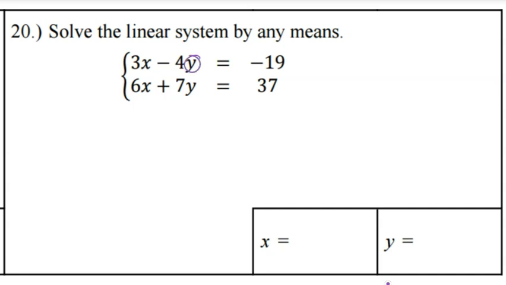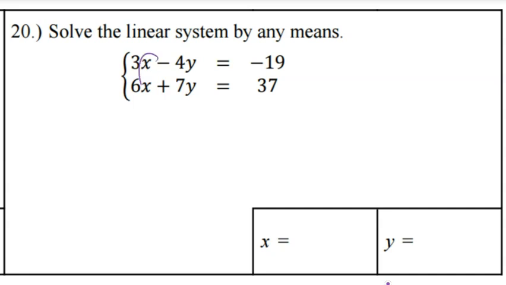So let's look at the coefficients of y. I've got a negative 4 and a positive 7. Is there anything I can multiply by negative 4 that would give me negative 7? Because I have a positive 7 here and I want a negative 7. Not very easily. There's no whole number that I can multiply by negative 4 to get 7, because 7 is not divisible by 4.